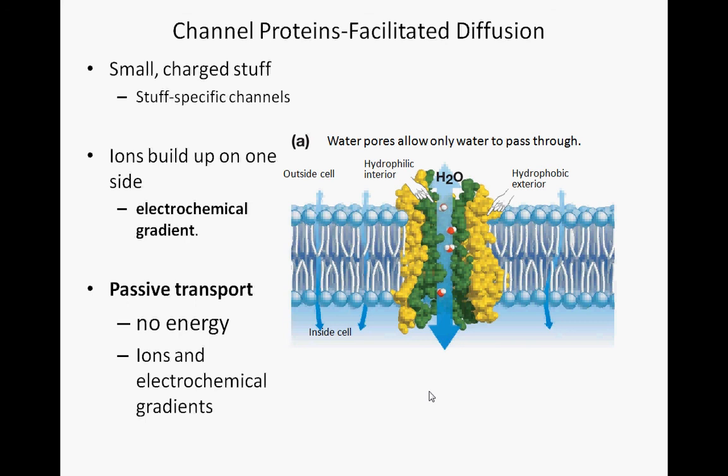An important point about channel proteins is that this is not an energy dependent process. This is called passive transport. It's not simple diffusion because they're not going through the membrane by themselves, but this is considered passive because it's happening in the direction of an electrochemical gradient. It's going to go from regions of more to regions of less in the appropriate direction, but again with no energy input from the cell.